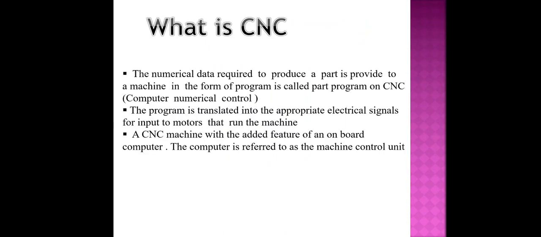Now, what is CNC? CNC is nothing but the numerical data required to produce a part provided to a machine in the form of a program, called the part program. CNC is briefly computer numerical control. The word CNC came into existence in the 1970s when microprocessors and microcomputers replaced integrated circuit IC based control used for NC machines.